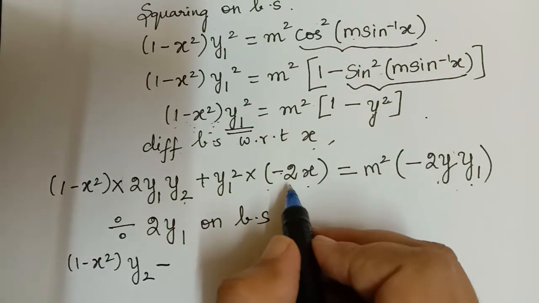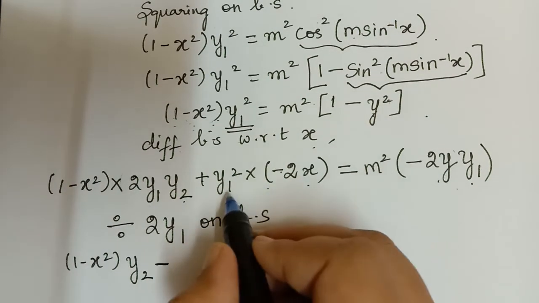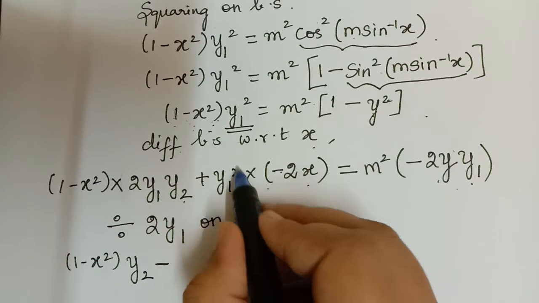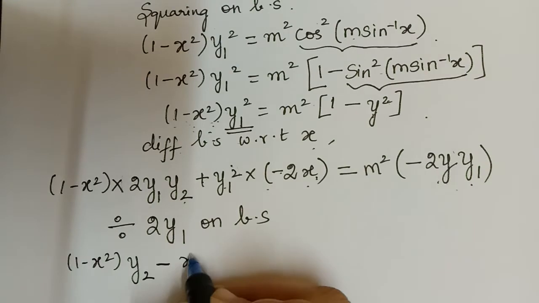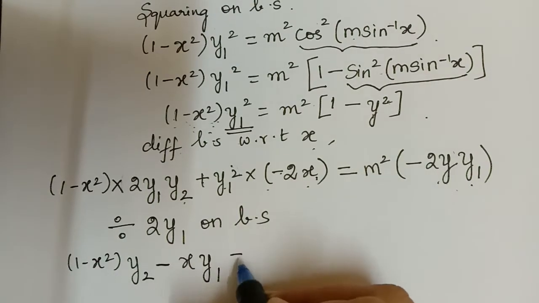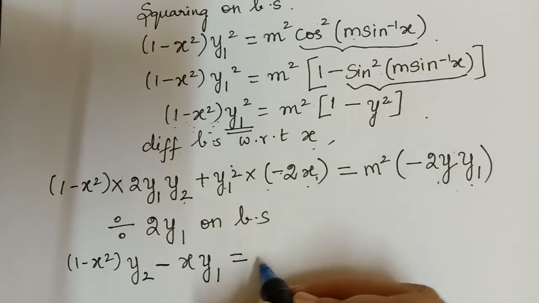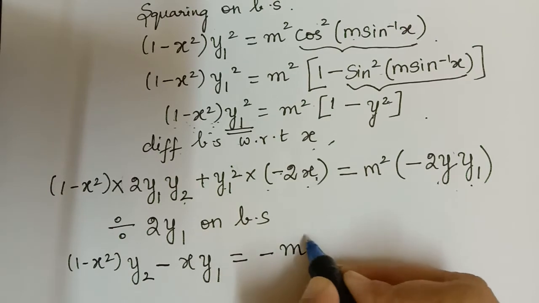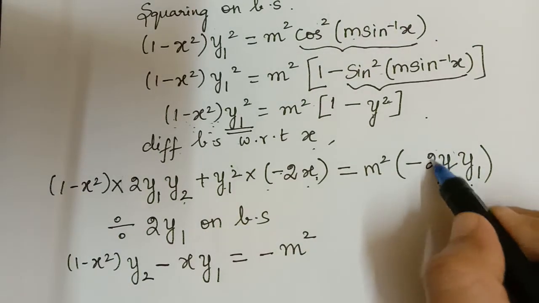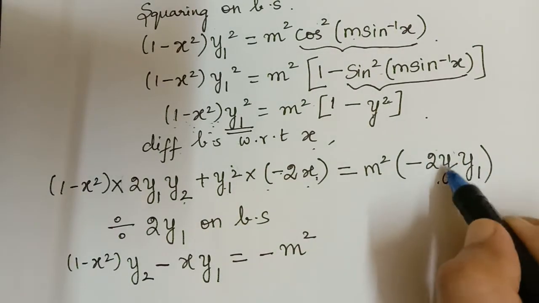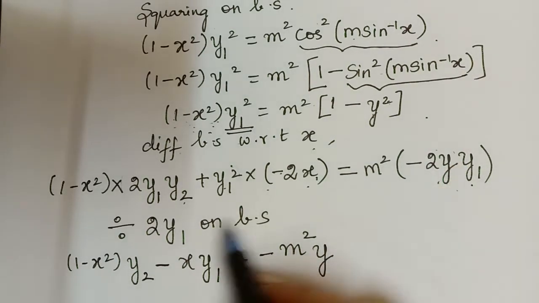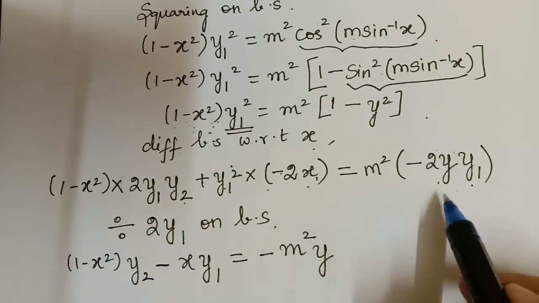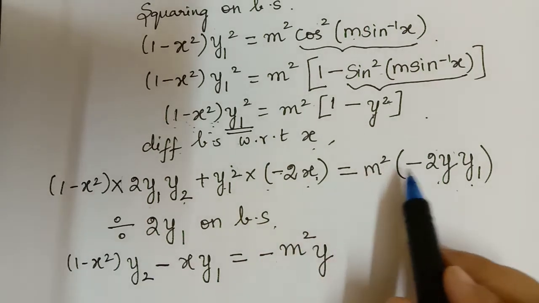Now here, when 2y1 gets cancelled, one of the y1 is left out here, and so this will become xy1. So xy1 is equal to, now here we are having the negative sign, and m squared, and 2y1 will get cancelled and we will be left out with y, because we are dividing by 2y1 throughout on both the sides. So this will be minus m squared y.